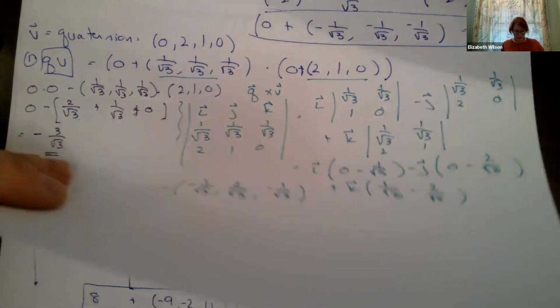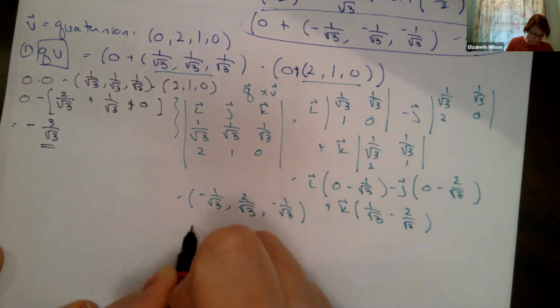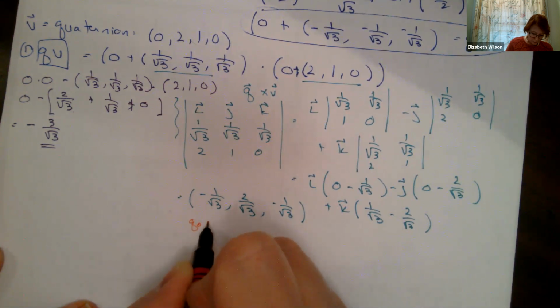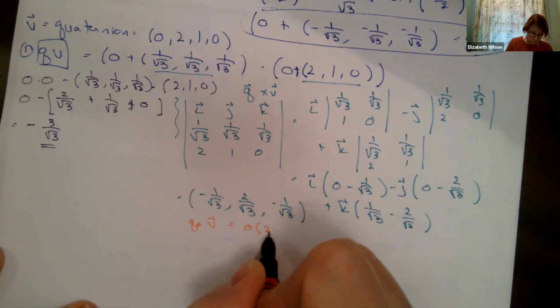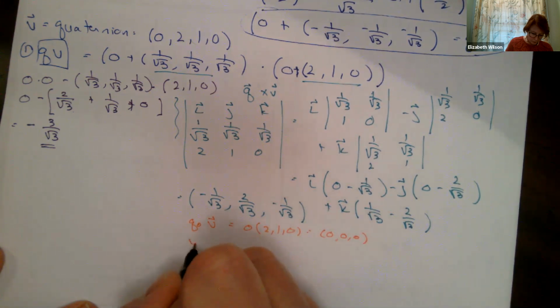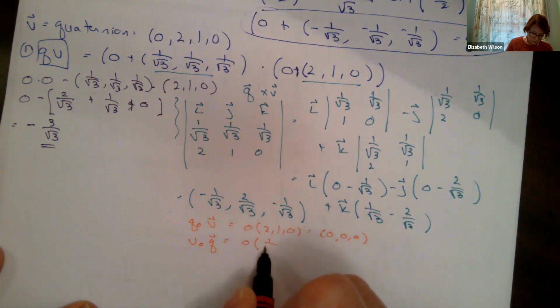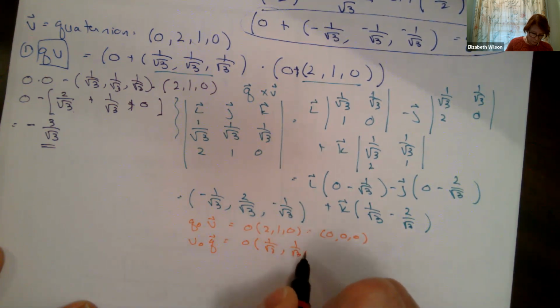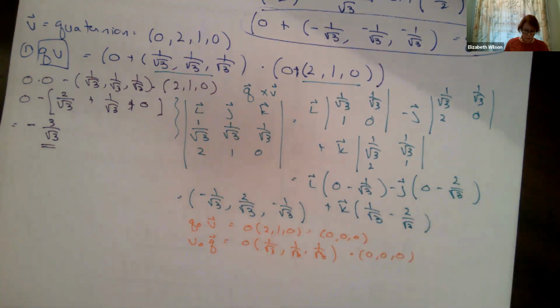I'm just going to keep the color scheme the same. Good. As it happens, these parts are both 0. Oh, I guess I could have done those in different colors, but I forgot.